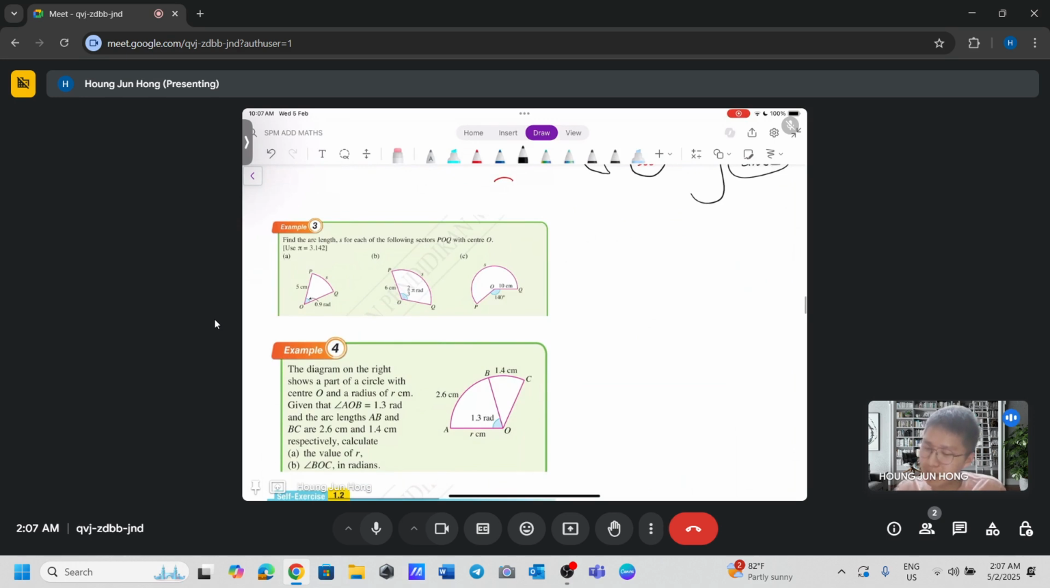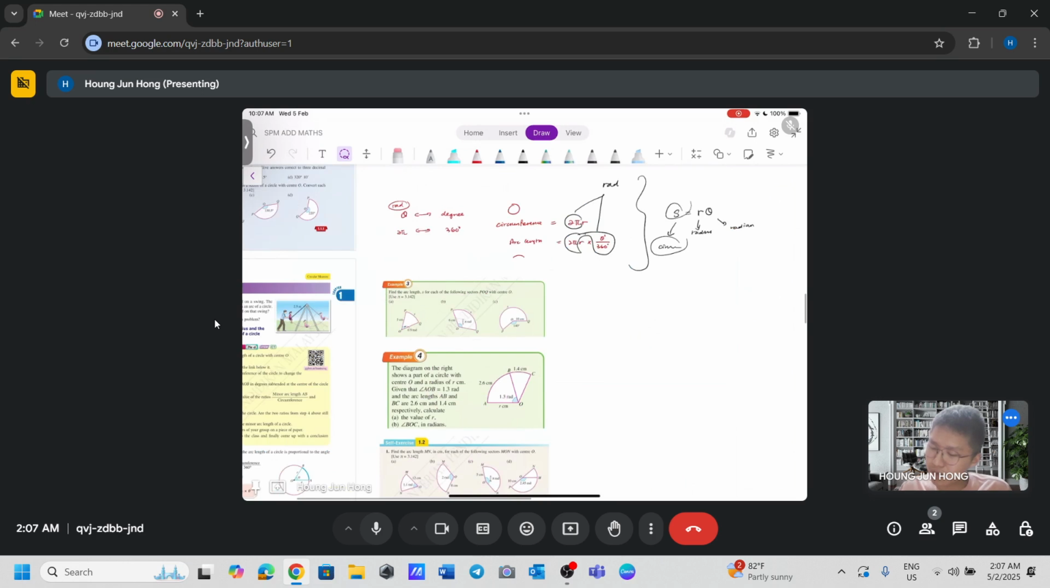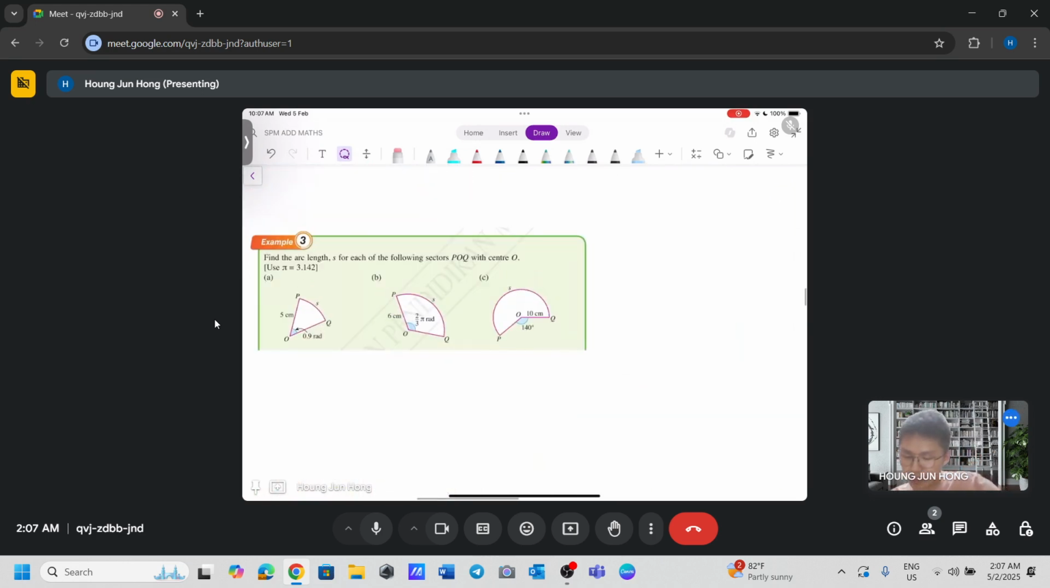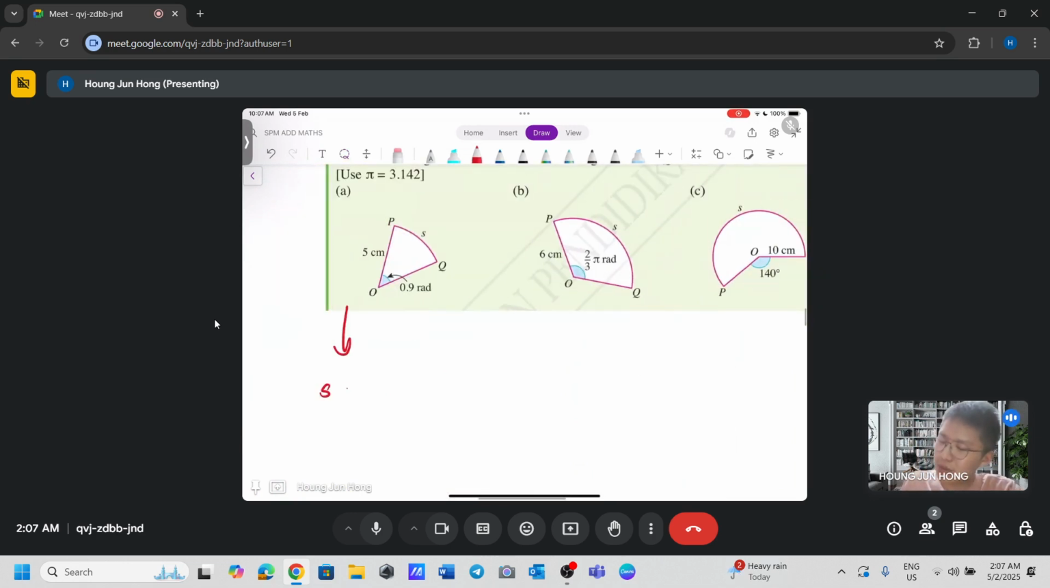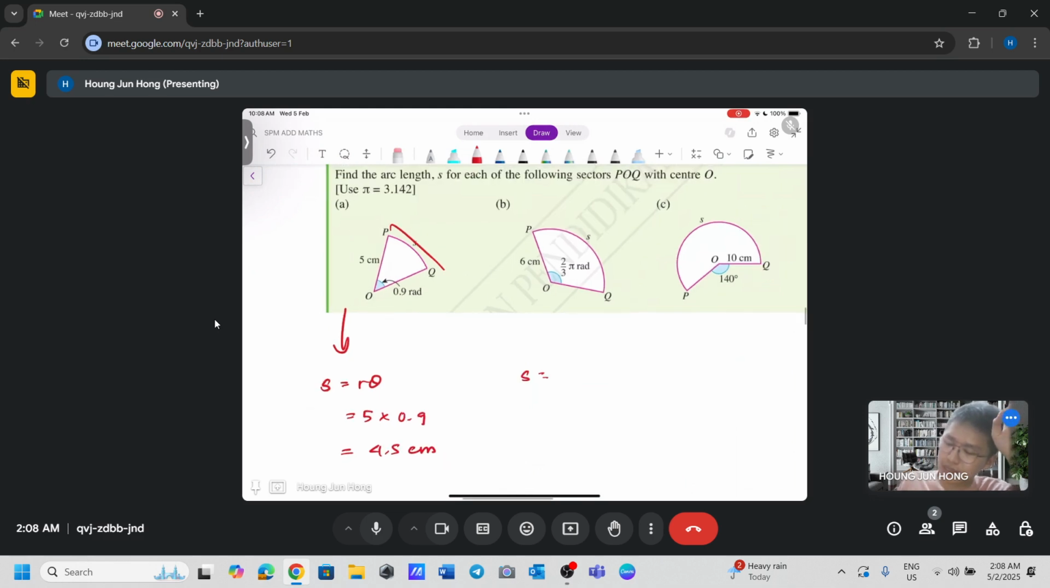For the first question here, we have example 3 from the textbook. Again, very simple. Like I said, S equals r theta. The radius times the radian gives you the length of the outer side, the arc length. So this is as simple as 4.5 cm, and another one, 6 times 2 over 3 pi radian, which is very straightforward, 4 pi.